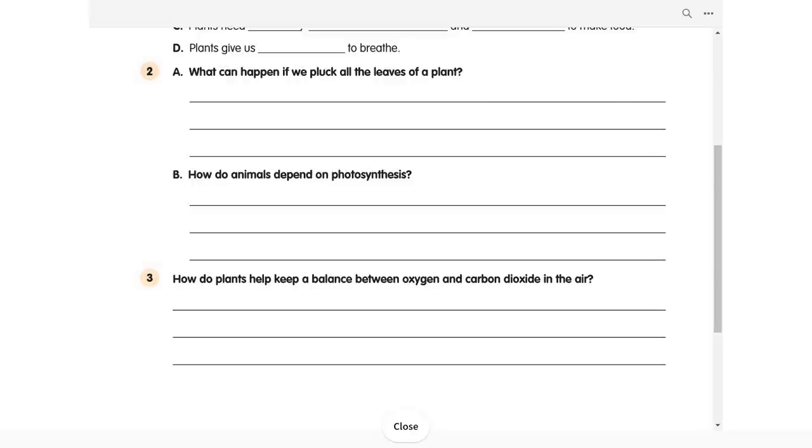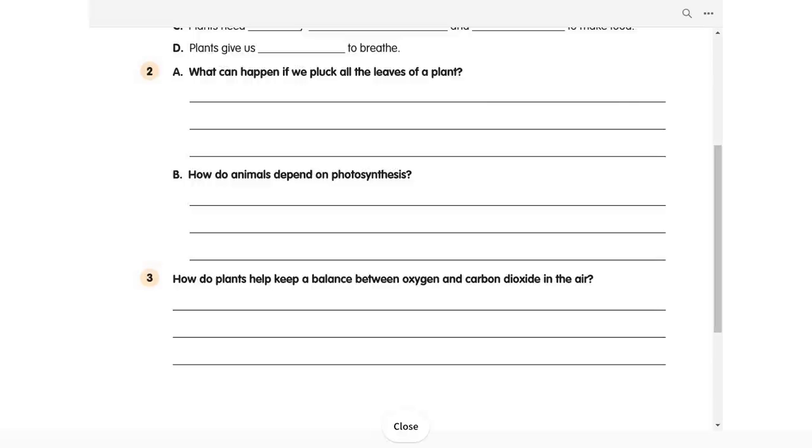Okay. Third question. How do plants keep a balance between oxygen and carbon dioxide in the air? The answer is, plants take in carbon dioxide from the air and give out oxygen. In this way, it helps in keeping a balance of oxygen and carbon dioxide in air.